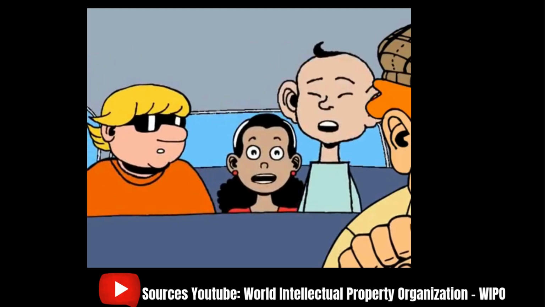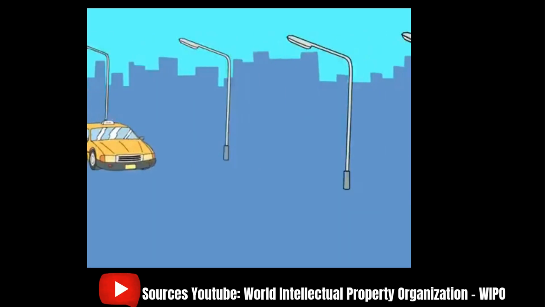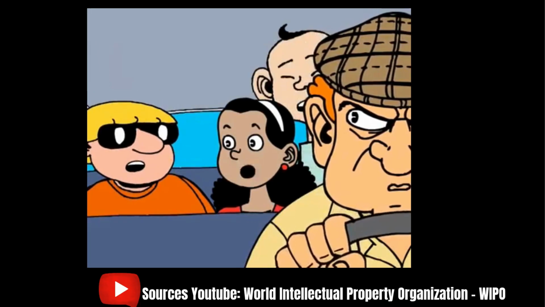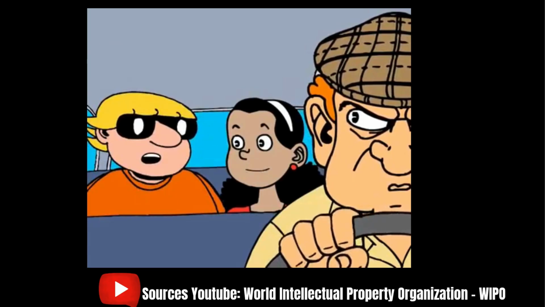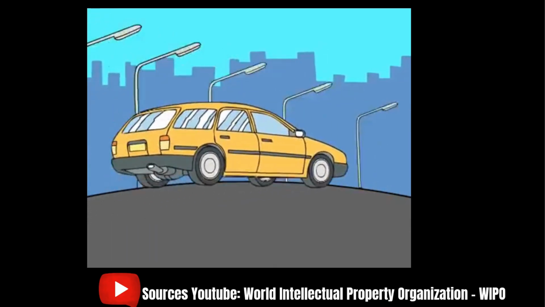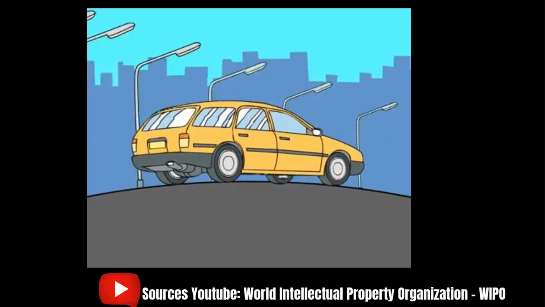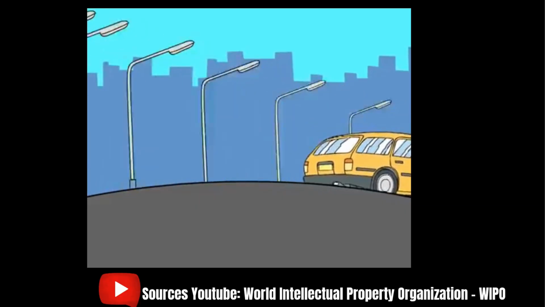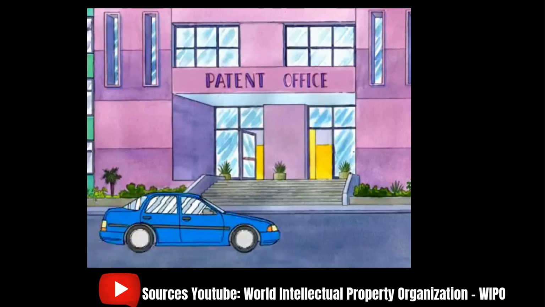To the patent office. What is a patent? It's a type of certificate that the state grants to an inventor. The patent gives the inventor the exclusive right to exploit his invention. The period depends on each country. It's generally 20 years. We're here.